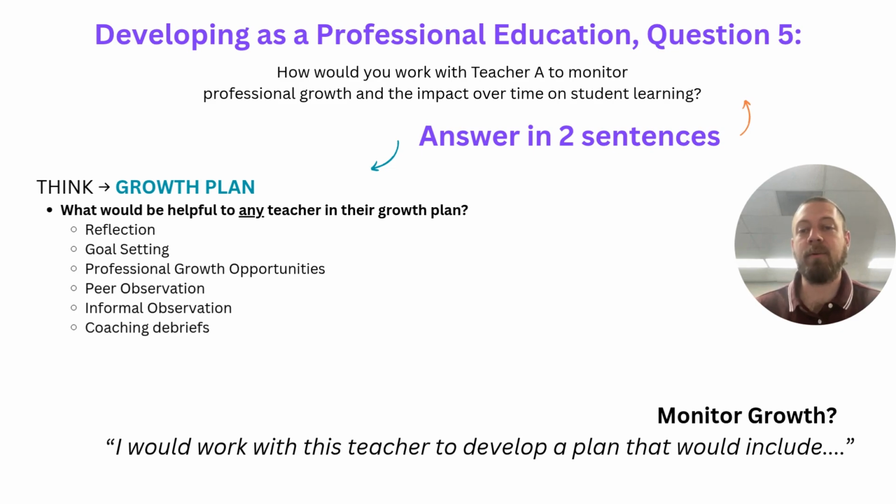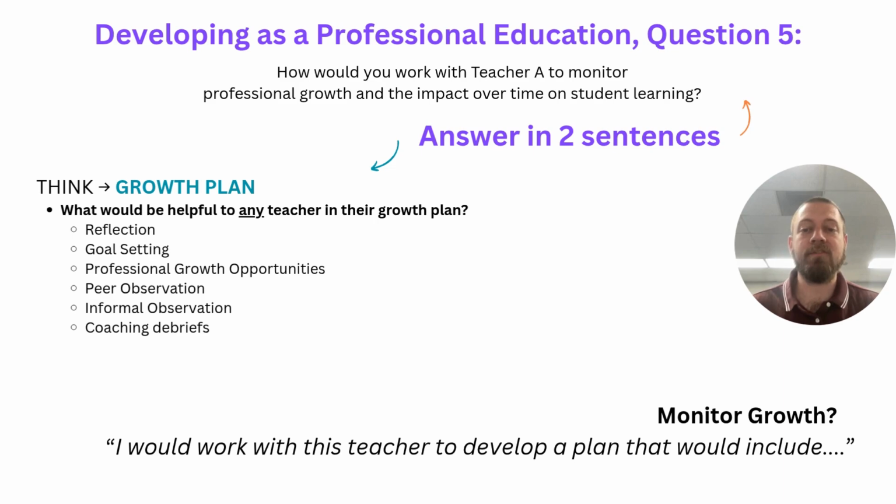Then you're going to think about professional growth opportunities that you can provide for the teacher. You're going to think about peer observation, and you're going to think about informal observation. So, can the teacher go and watch a peer that's really strong in differentiation or classroom management? And when can you come back into the classroom so that you can observe this goal in action and see how it's having a positive effect on student learning? And then you're going to talk about coaching debriefs, or what do you do as a follow up? And how do you discuss how the plan is working in action and how you're working toward those goals?